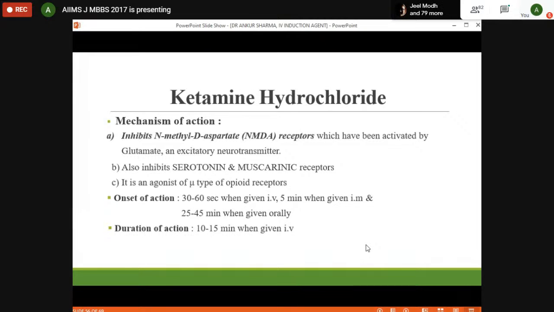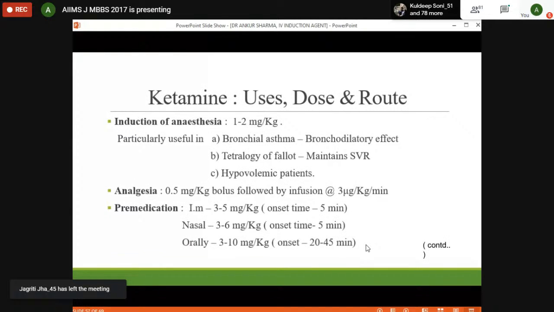The onset of action is 30 to 60 seconds when given IV, 5 minutes when given intramuscularly, and 25 to 45 minutes when given orally. Duration of action is 10 to 15 minutes when given IV. Now coming to doses and routes. For induction of anesthesia, we should use a dose of 1 to 2 mg per kg.